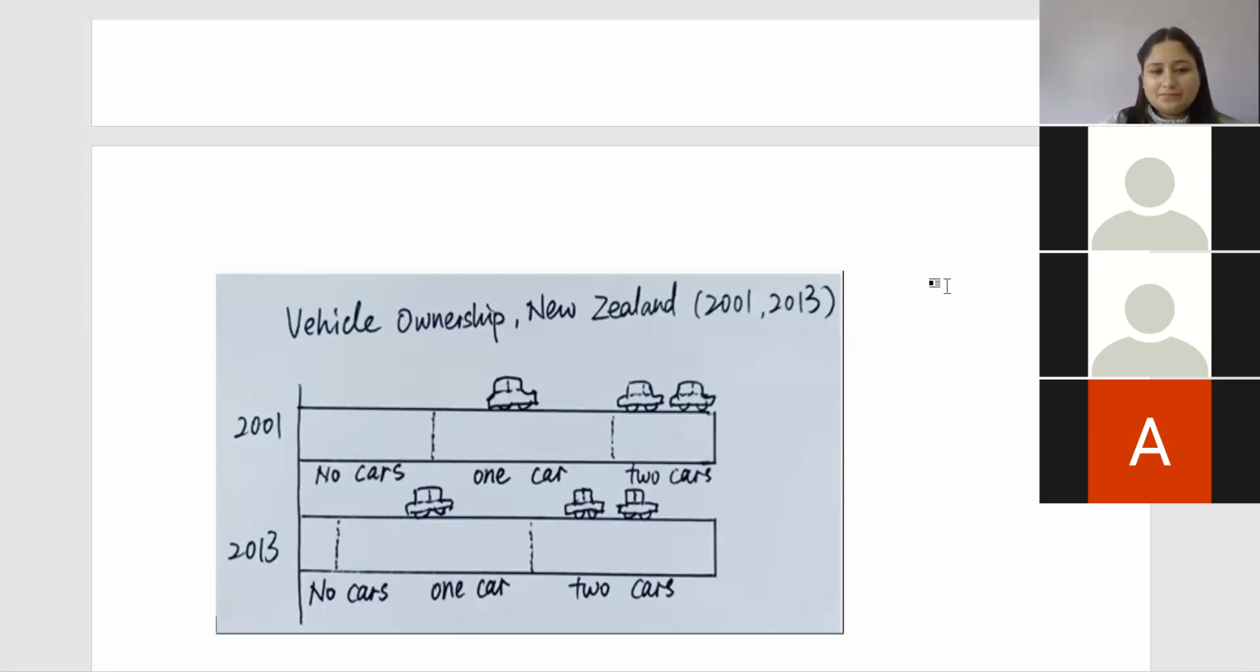This is an interesting image in front of me. The given presentation is a bar graph and it is providing information about the vehicle ownership in New Zealand in 2001 and 2013. The data is given in the form of a defined percentage of no cars, one car and two cars. As can be clearly seen from the demonstration, in 2001, around 30% of people had no cars, 30% had two cars and 40% had one car. In 2013, around 20% had no cars and around 40% each had one car and two cars. Overall, this information is very informative.